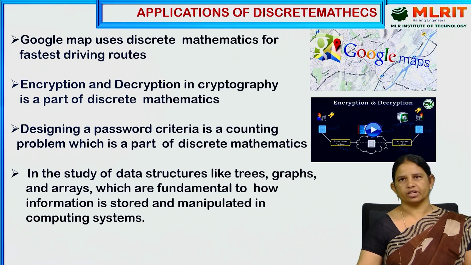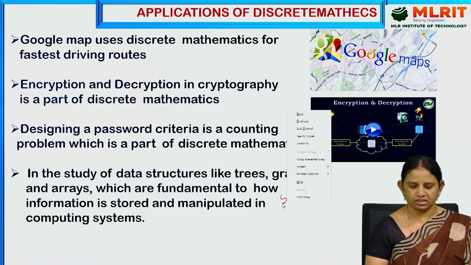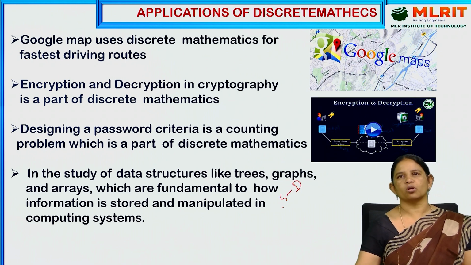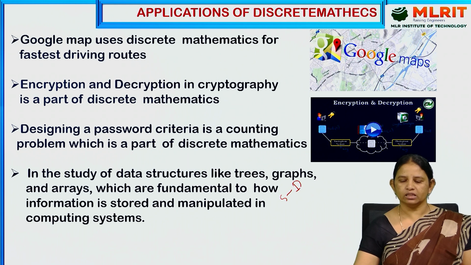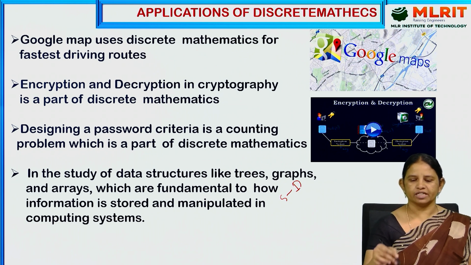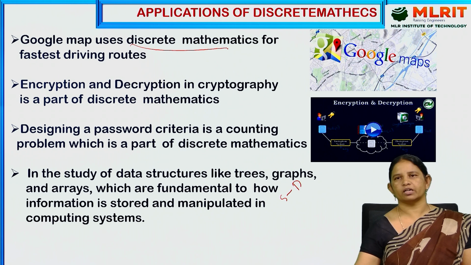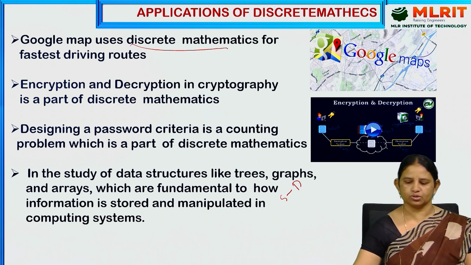Coming to the third application, in Google Maps, we can find the distance from source to destination. With the help of Google Maps, we can find the route from which place to which place you want to go. To find the route from source to destination, we always concentrate on the shortest path. How will the shortest path be constructed? With the help of discrete mathematics, we can find the shortest path from source to destination.